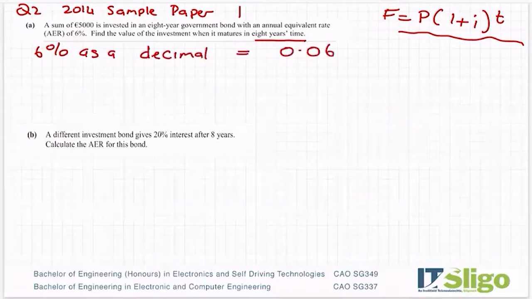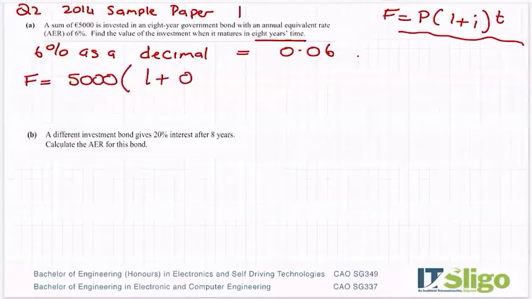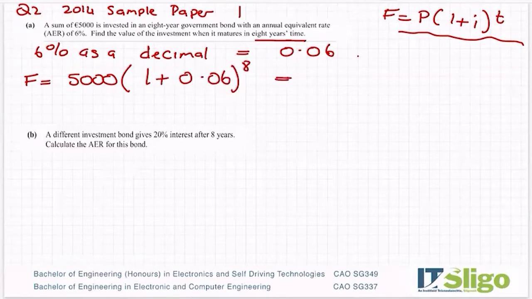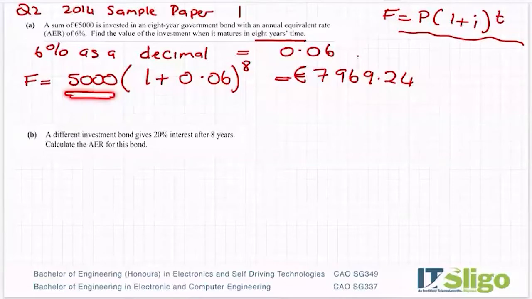So 6% as a decimal is equal to 0.06. Okay, so therefore F then is equal to P, which is 5,000 times (1 plus 0.06) to the power of 8. Okay, so this is a lovely little question if you can recognize that it's compound interest, because it doesn't always say it, but most savings accounts are savings type schemes. So it's €7,969.24.